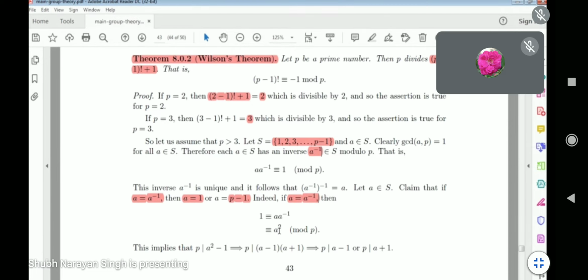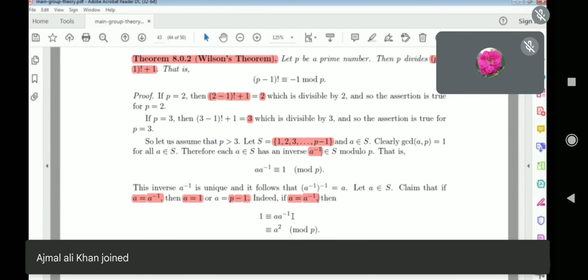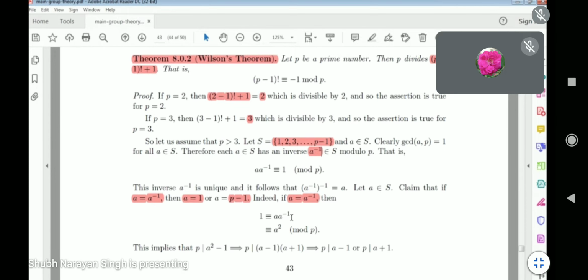That's why A square modulo P. I should write here also modulo P. Sorry for that. So I should write here also modulo P in this line. So that means A square modulo P. Finally we are getting that 1 is congruent to A square modulo P. That means P divides 1 minus A square or A square minus 1.